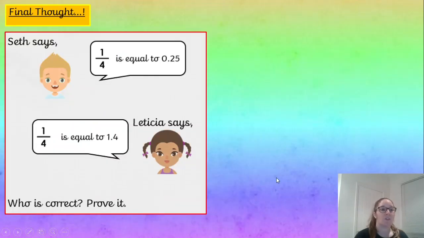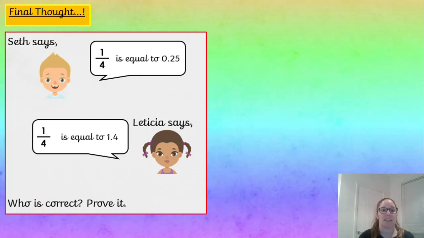Okay, so your final thought for today. Seth says 1/4 is equal to 0.25. Letitia says 1/4 is equal to 1.4. Who is correct? Can you prove it? Can you write it down? Can you show me? Perhaps it might be a really good idea to draw a 100 square. As long as you can prove it and explain your answer, then that would be great. Pause the video and come back when you're ready, and I shall tell you the answer.